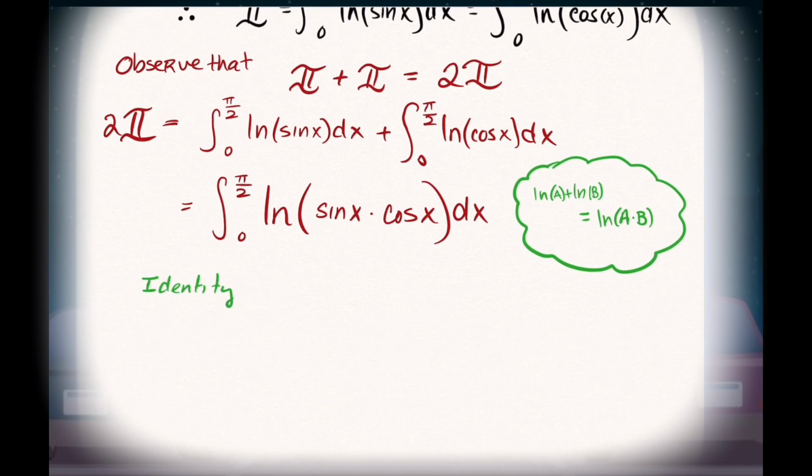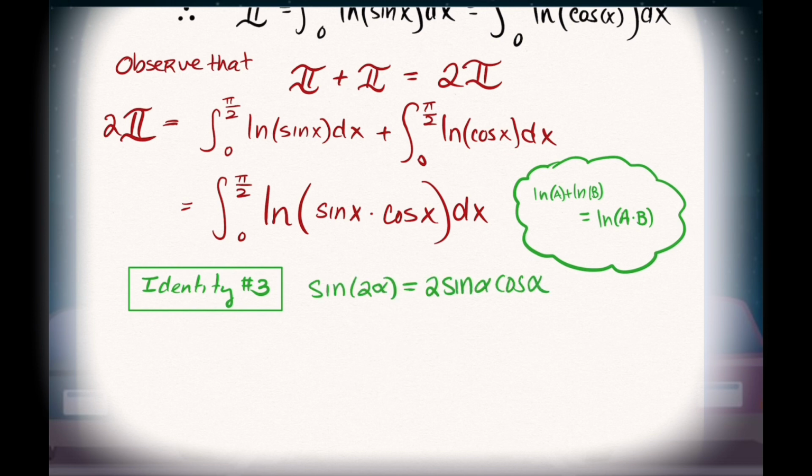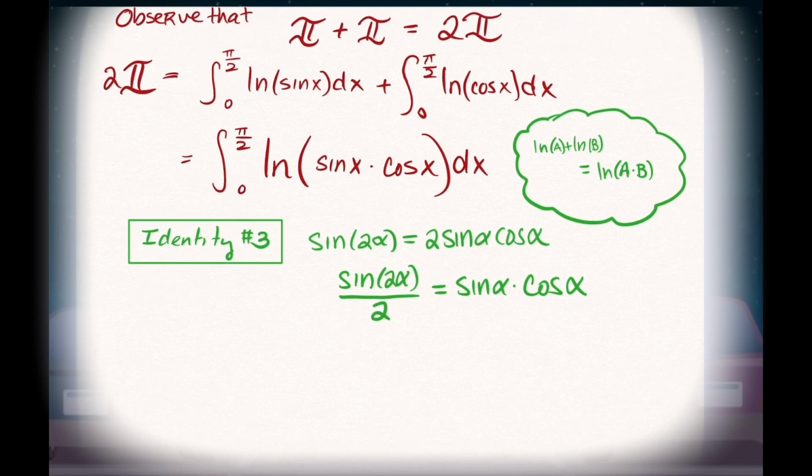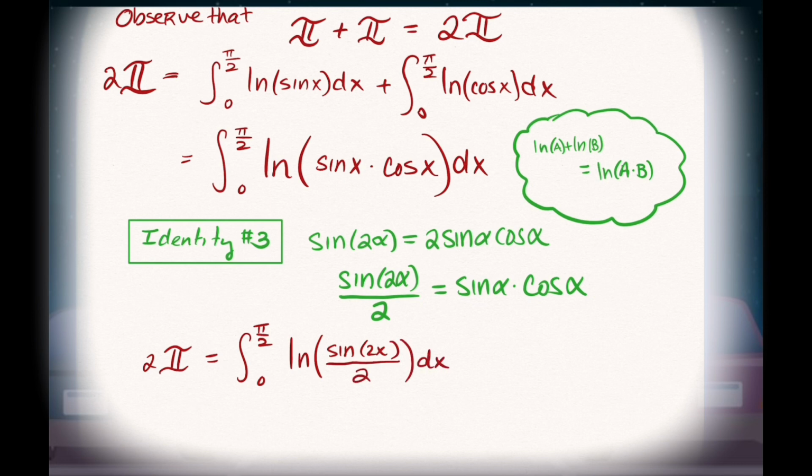Now, sine x cosine x is something we can also use the identity for a double angle. Sine of 2 alpha is equal to 2 sine alpha cosine alpha. And therefore, sine of 2 alpha over 2 is equal to sine alpha cosine alpha. With a little bit of substitution here, 2 curly I is equal to the integral from 0 to pi over 2 of natural log of sine of 2x over 2 dx.